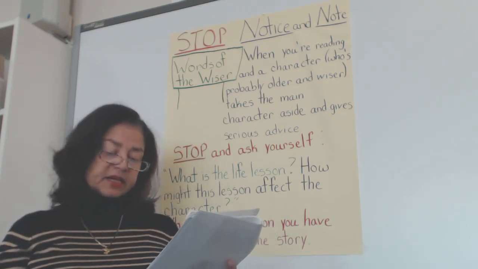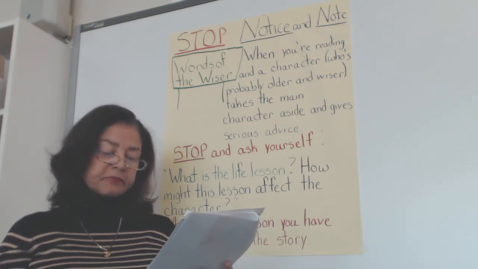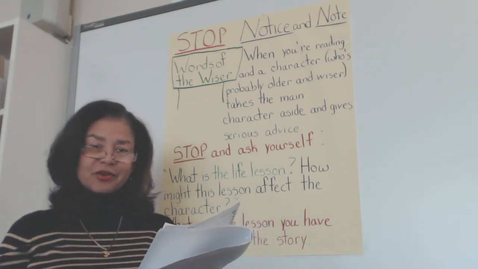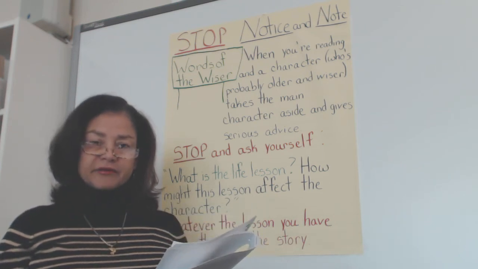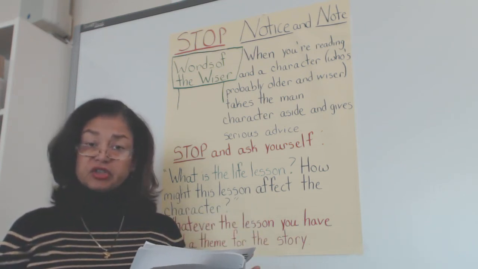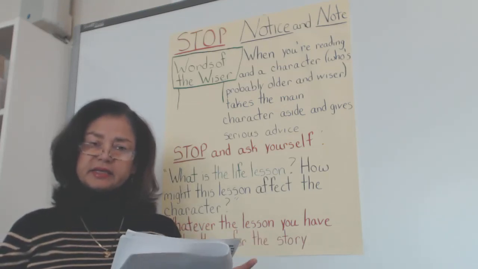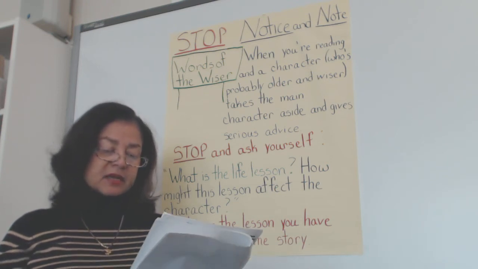And then on the last page, there's also a quick tip on page 23. Sometimes characters don't follow the advice of words of the wiser. And oftentimes that is part of a larger conflict that you'll see in the story. So sometimes there's a variety of literary elements that are converging in the same spot.